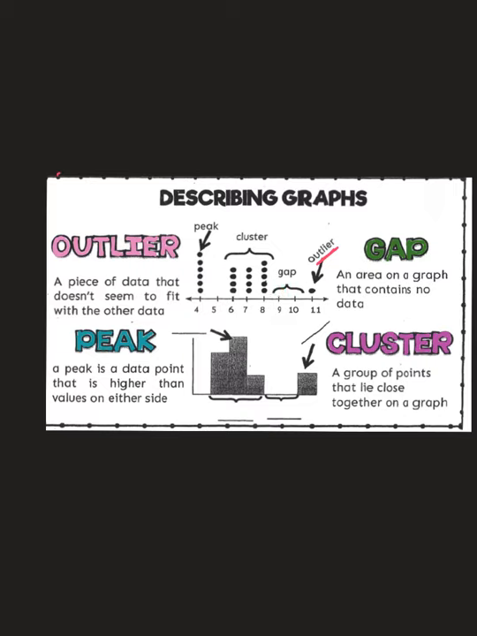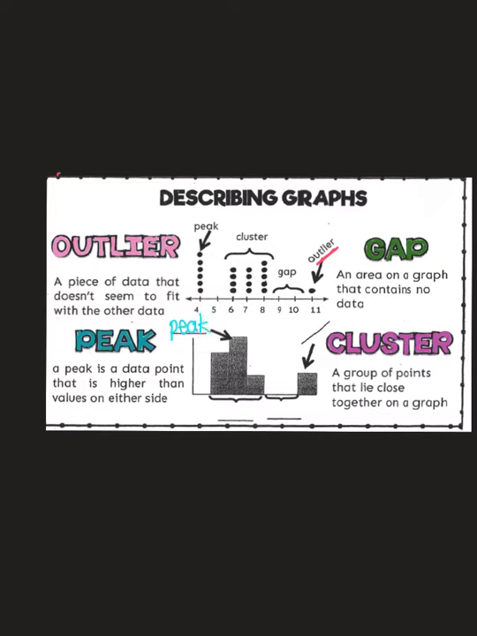We also have cluster, and a cluster is a group of points that lie close together in a graph. So see, it's all clustered right here. And then you have the peak. A peak is a data point that's higher than the values on the other side. So this is where it goes the highest. So if I look over here, this right here, this is my peak, because that's the highest point.